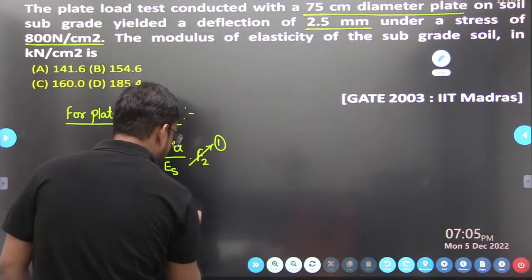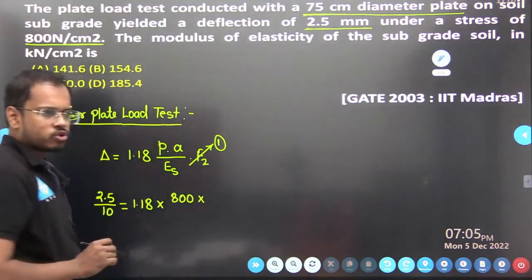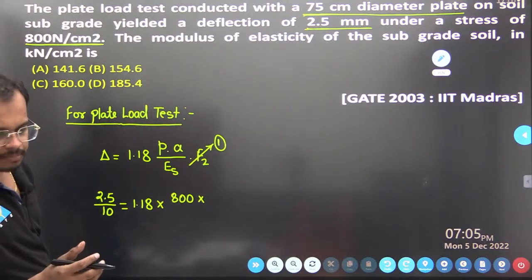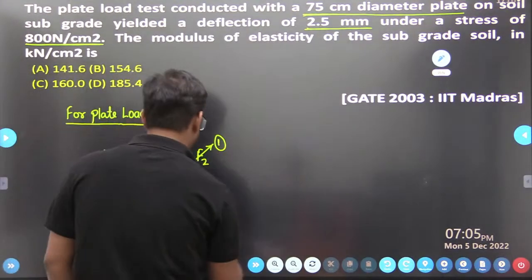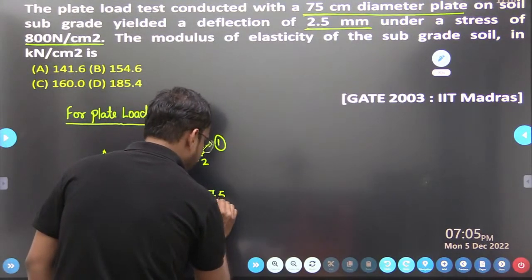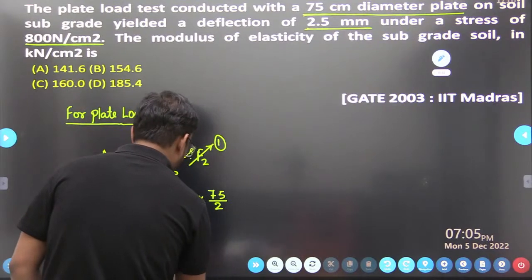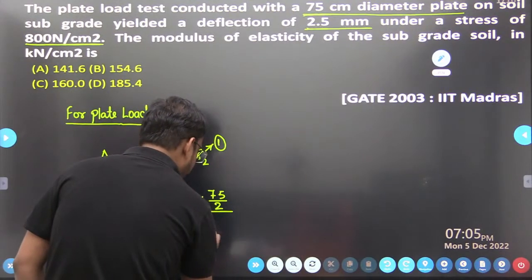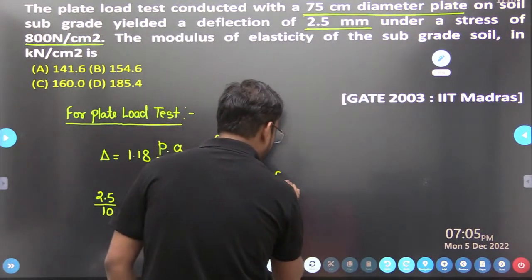What do you mean by a? a means radius. If the diameter is given, then the radius is 75 divided by 2. Now we can calculate the value of Es. Please calculate the value of Es.